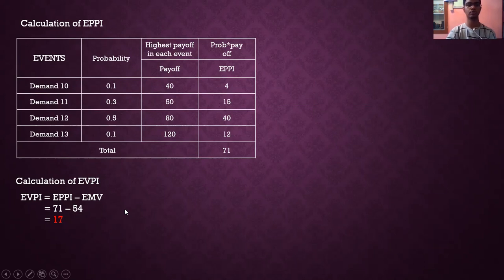Here in this sum, you can see we have found the optimal solution. In this particular problem, all the methods say only stock 40 can give the optimal solution. Even in the EOL table it says stock 40, in the EMV table it says stock 40, and in EPPI and EVPI as well it says stock 40. So the final optimal solution for this problem is stock 40, which we are selecting. So this is how we have done our problem.